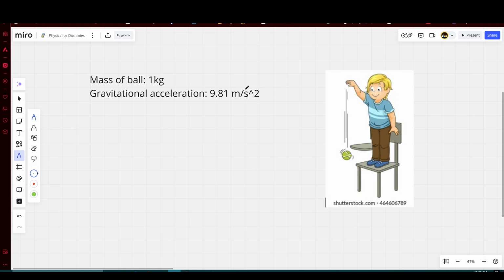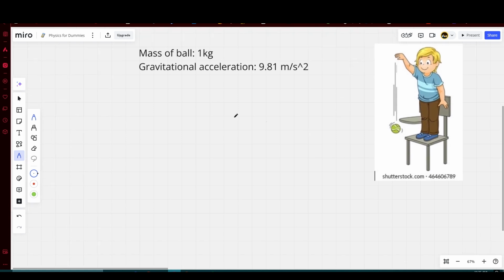It's around 9.81 meters per second squared, okay? Now, in this example, we're going to ignore drag or air resistance, if you even know what that means. Just ignore air resistance for now, ignore friction. We'll talk about that later.